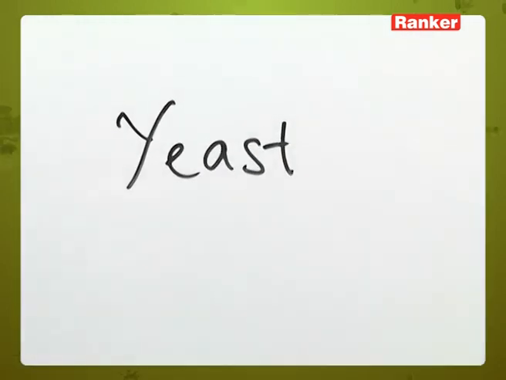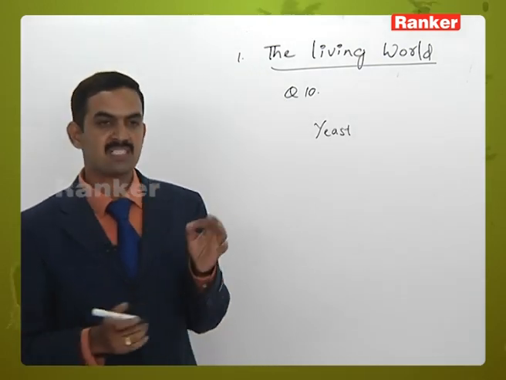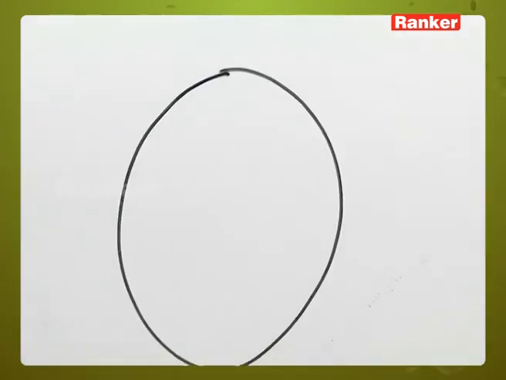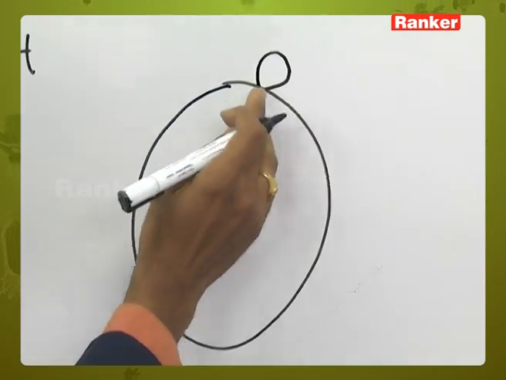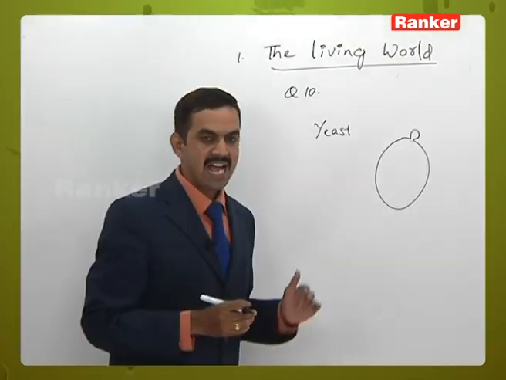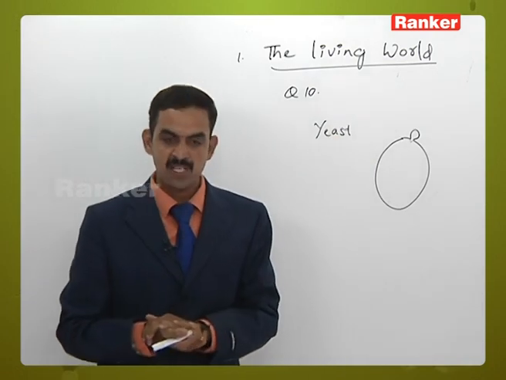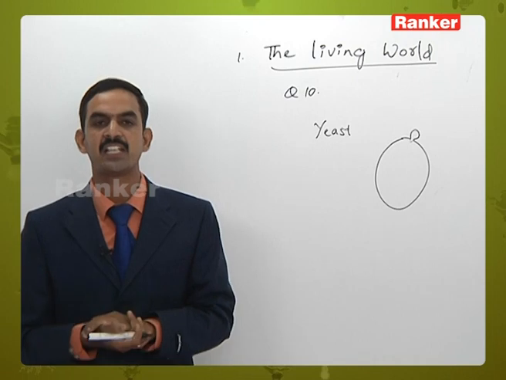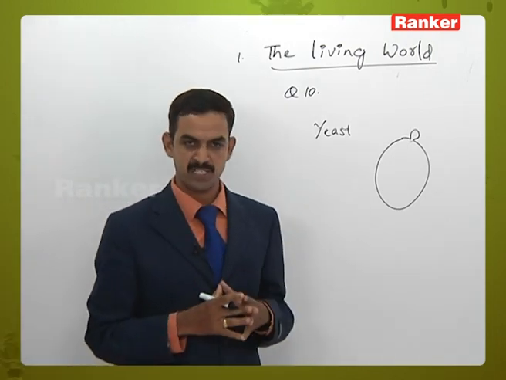Yeast is a unicellular fungi. It starts producing a small bud-like structure. If it's a yeast organism, it starts producing a small protrusion. In the meantime, the nucleus will divide and one of the daughter nuclei will enter into the bud, and after some time the bud will get separated from the parent and develop into an individual plant. So this method is called budding.